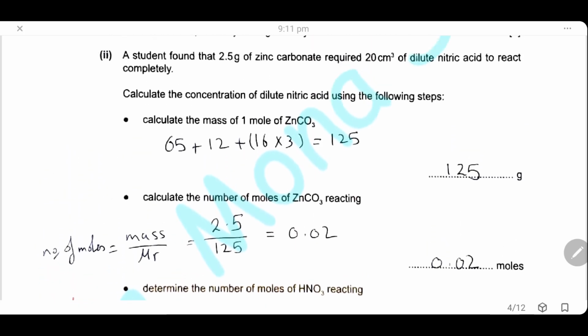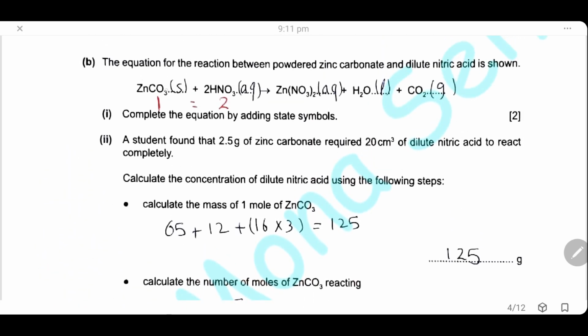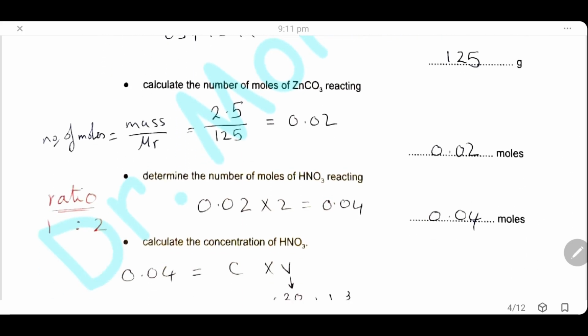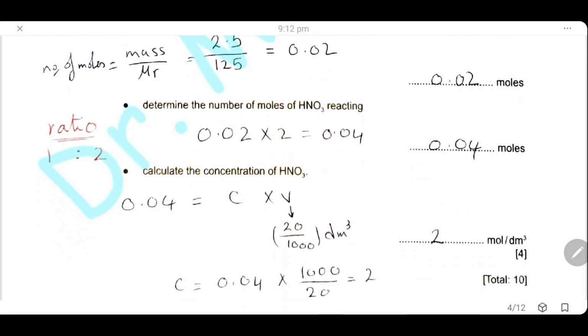We will return back to the equation. The ratio of number of moles of zinc carbonate to nitric acid is 1 to 2. So number of moles of nitric acid is double that of zinc carbonate. As the ratio is 1 to 2, so we will multiply number of moles of zinc carbonate by 2, and number of moles of nitric acid will be 0.04.